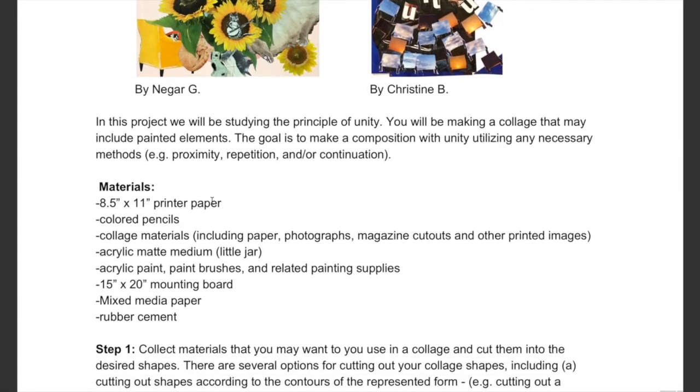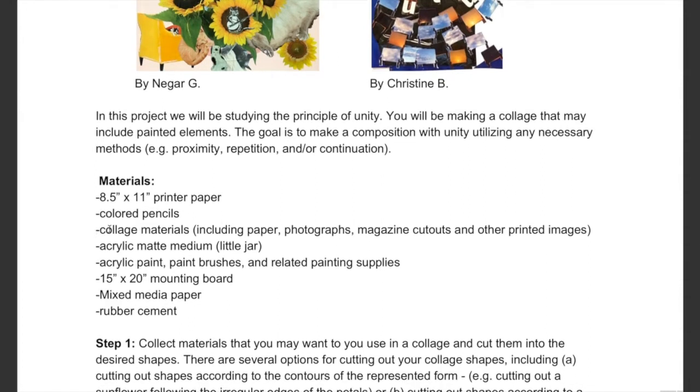Some of the materials you're going to need for this project include 8.5 by 11 printer paper, that was given to you at the beginning of the class. Colored pencils, collage materials, and that can include paper, photographs, magazine cutouts, and other printed images. These really can be found around your house. They don't necessarily have to be something that you print out. You could use different product labels and whatnot.